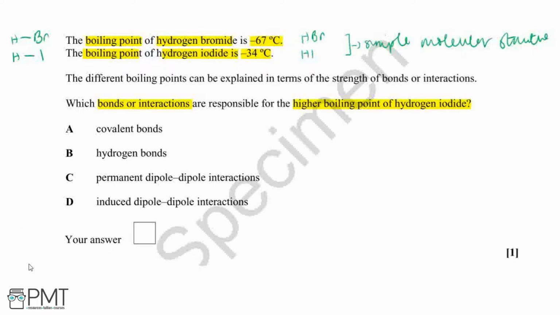Therefore, our answer can't be A, because when we're boiling our compounds, we're not breaking the covalent bonds, we're just separating out the different molecules. Now, we've got hydrogen bromide and hydrogen iodide, and neither the bromine nor the iodine is electronegative enough to form hydrogen bonds. Therefore, we can eliminate option B.